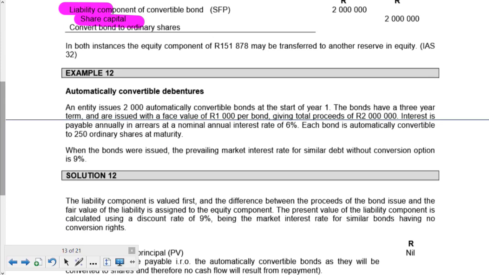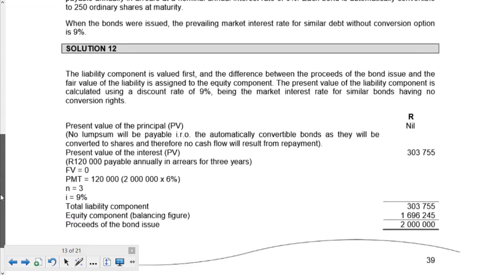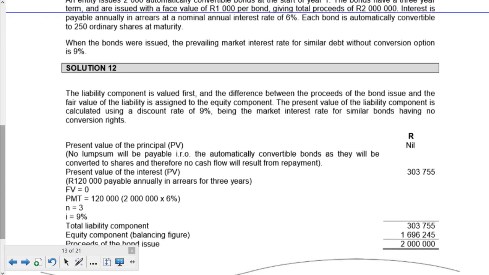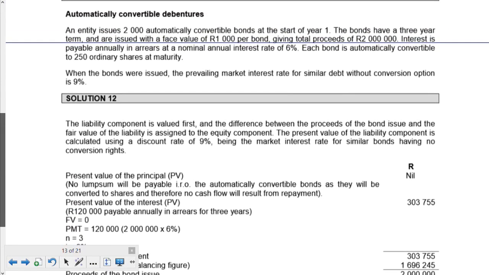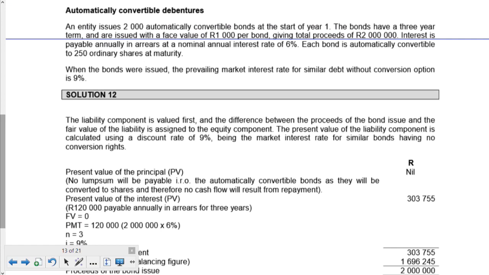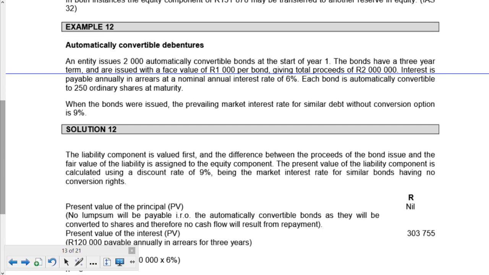Example 12 deals with automatically convertible debentures. You'll see that the only difference with automatically convertible debentures is, it looks like it's the same information, isn't it? The only difference is that when we're taking this 2 million, our future value is now null because they're going to automatically convert. There will never be any future value cash paid. I can avoid that, so it doesn't meet the liability definition.